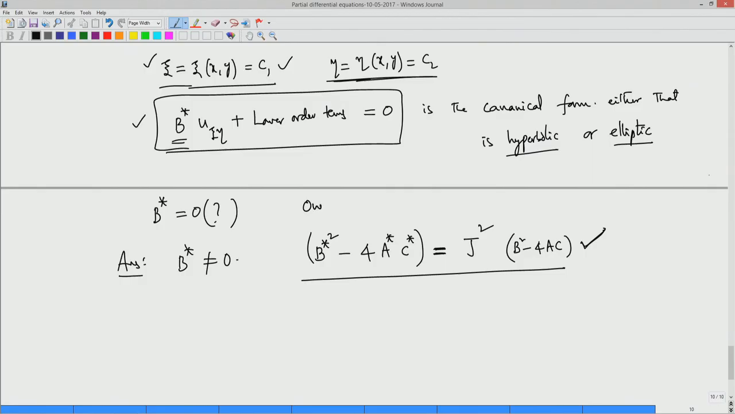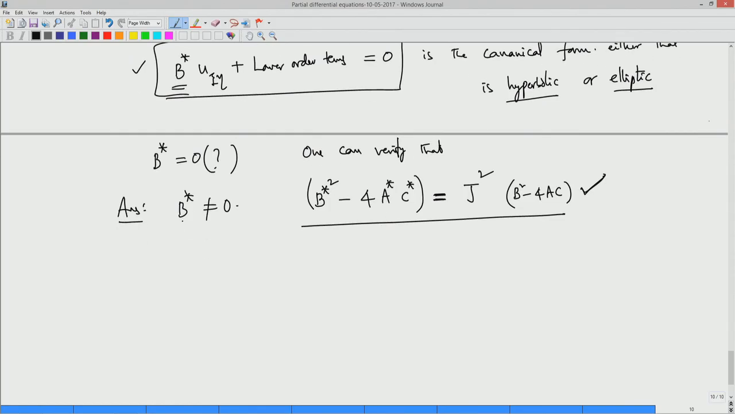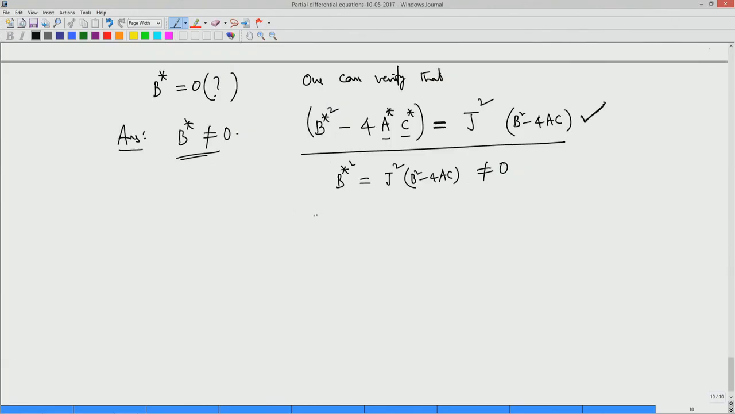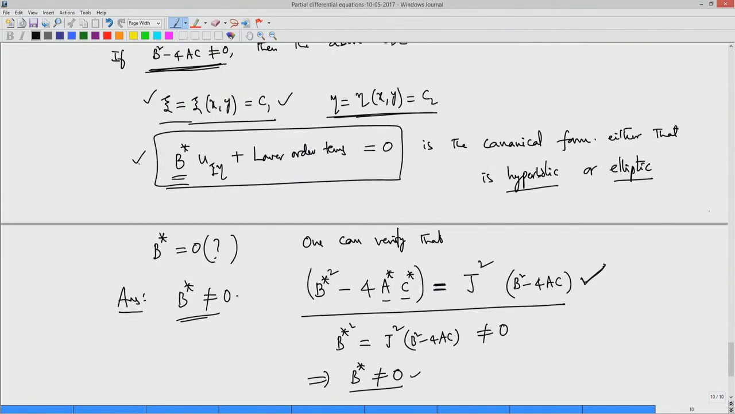Now how do I know from this that b star is non-zero? I have chosen a star c star to be 0, so this equality becomes b star square equals J square, which is non-zero, times b square minus 4ac, which is non-zero. So this implies b star is actually non-zero. So this canonical form actually exists with b star non-zero, and that can be either hyperbolic or elliptic.